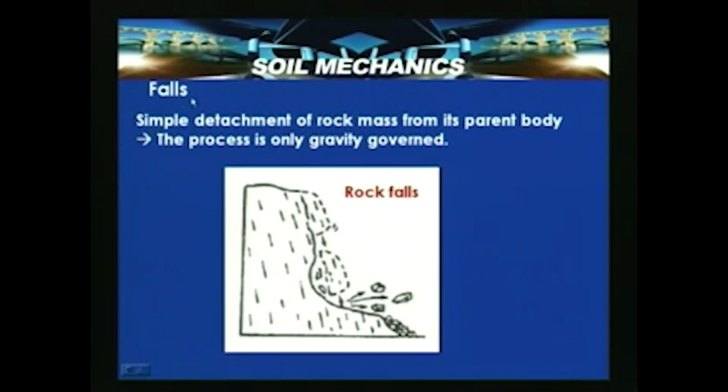Then another typical type of failure, which is possible along hilly terrain slopes, is simple detachment of the rock mass from its parent body. This process is gravity governed. In case of any minute movements within the slope, these movements can induce rock falls. For this, a lot of research work is going on to arrive at a safe distance for locating the transportation utilities. Otherwise, this type of rock fall can create danger to human lives in those areas.